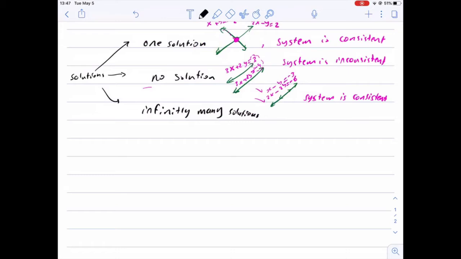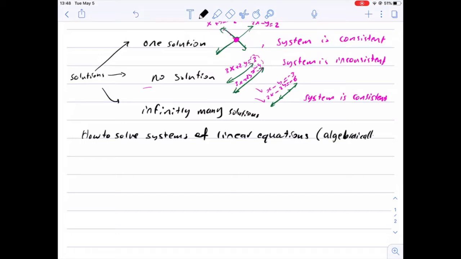Now, how to solve systems of linear equations algebraically? We have different methods, but the most important ones here are the substitution method and the elimination method. Substitution method.